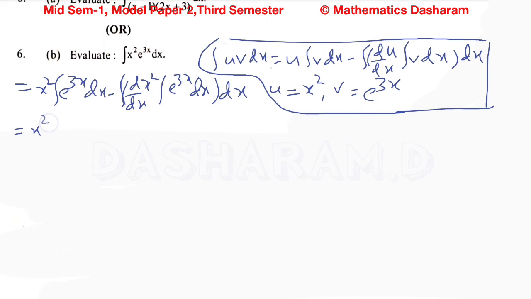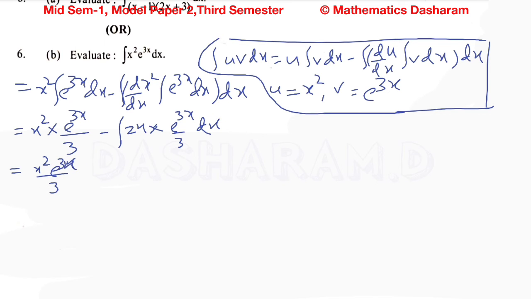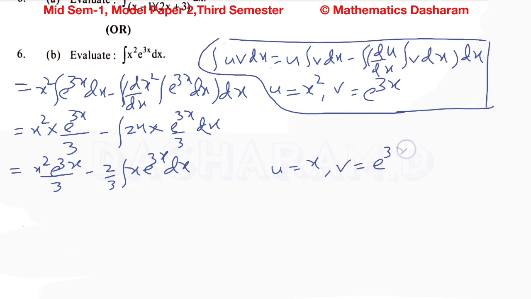So then it equals x square into integration of e power 3x, which is e power 3x divided by the derivative of 3x, that is 3, minus integration, here the derivative of x square is 2x, into integration of e power 3x, which is e power 3x divided by 3, dx. It equals x square into e power 3x divided by 3, minus, and here 2 by 3 is a constant, integration of x into e power 3x dx. So once again use the u into v formula. Here u value is x and v value is e power 3x.